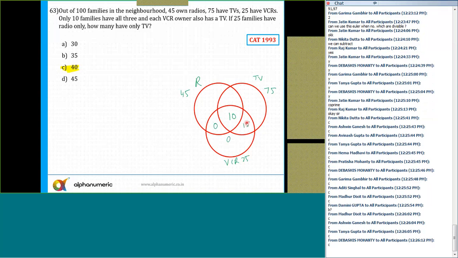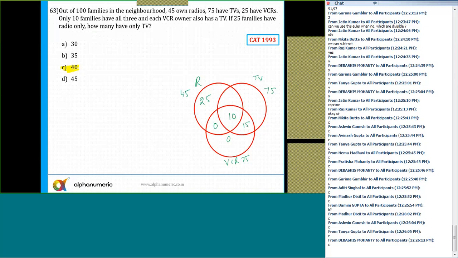Is that clear to all of you? All the 25 VCR owners own TV too. So only VCR is 0, and VCR and radio but not TV is 0. This is 10, so this will be 15 here. 25 families have radio only. So write down radio: 25 families have radio only.